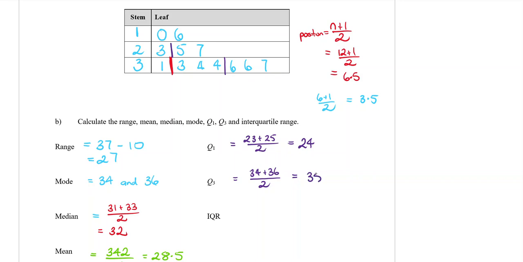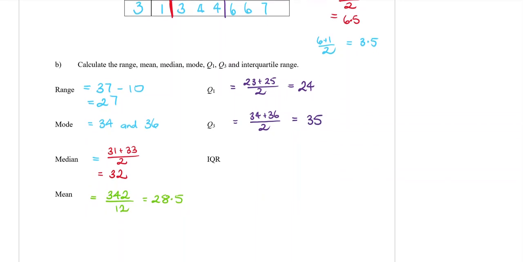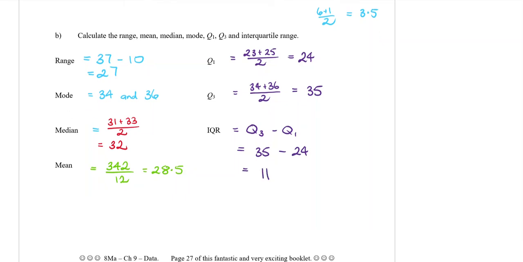35. That's right. Then finally, the very last thing is to find the interquartile range, which the formula is Q3 minus Q1. Q3 is 35. Q1 is 24. It is 11. Okay, good. We've done it once.